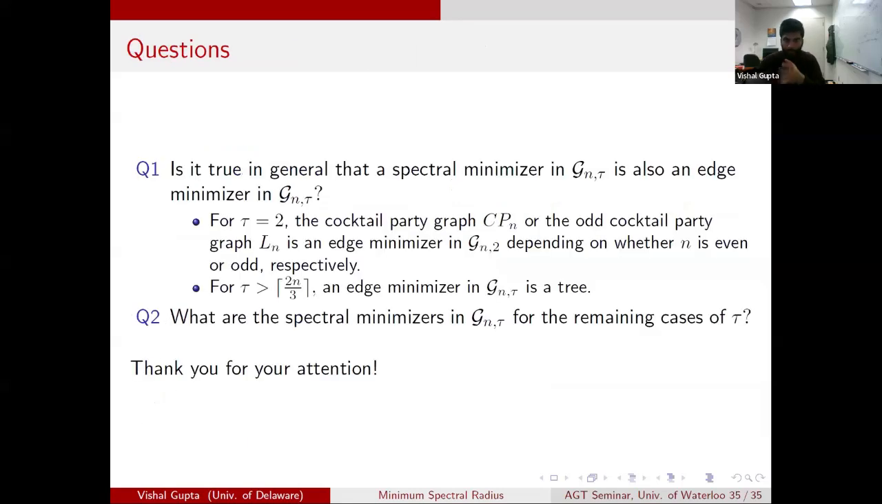And some questions to think about for this: is it true in general that a spectral minimizer is also an edge minimizer for this case? For example, when dissociation is 2, we can show that the cocktail party graph or the odd cocktail party graph were the spectral minimizers, and we can show they are also the edge minimizers. And from the result of Huang, Li, and Zhang, since for dissociation greater than 2n/3 the spectral minimizer is a tree, clearly it is also an edge minimizer for this case. And what are the spectral minimizers for the remaining cases of dissociation number?